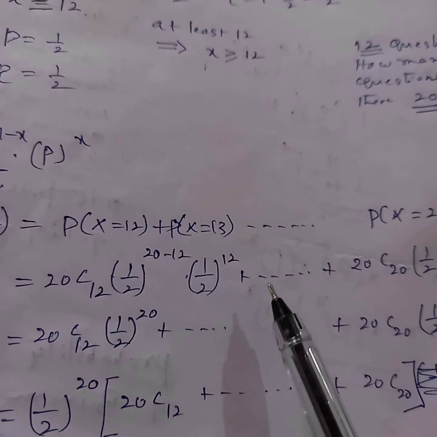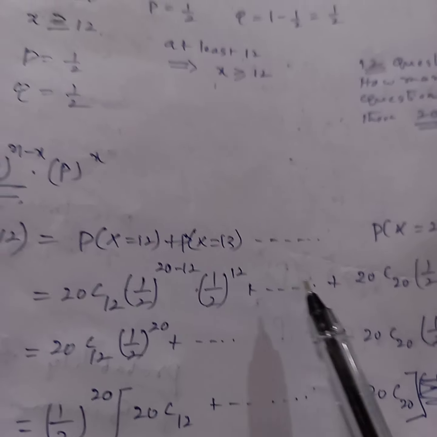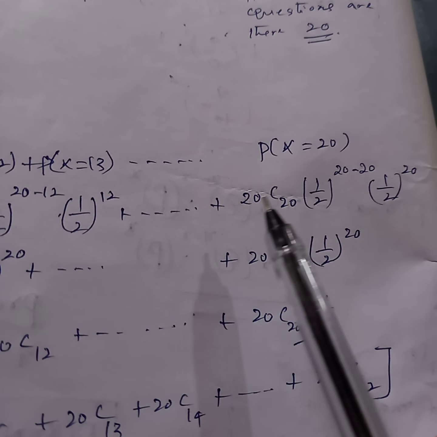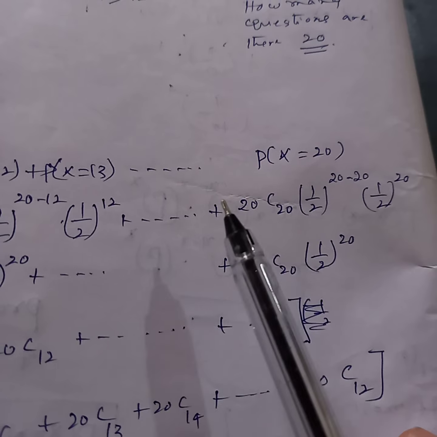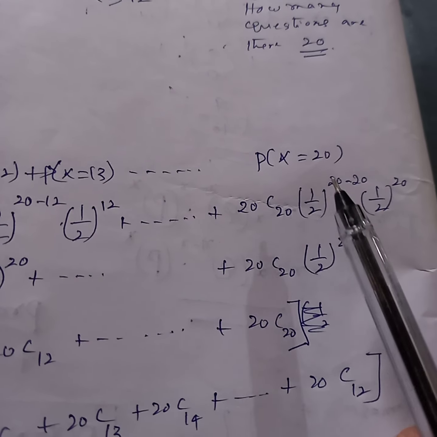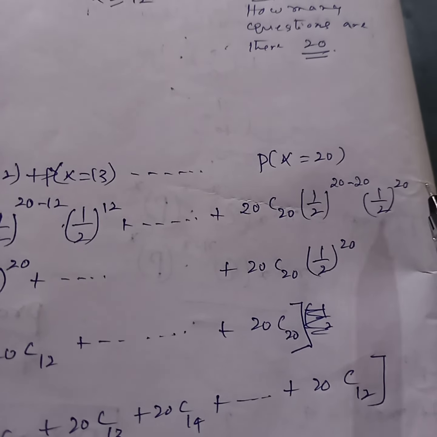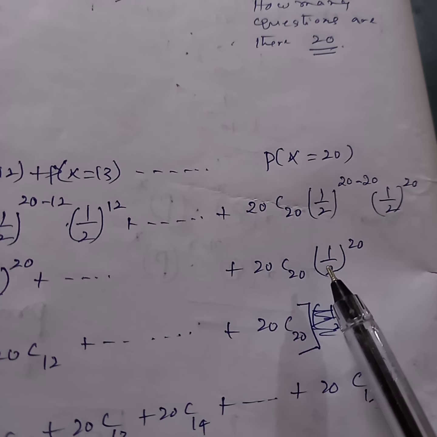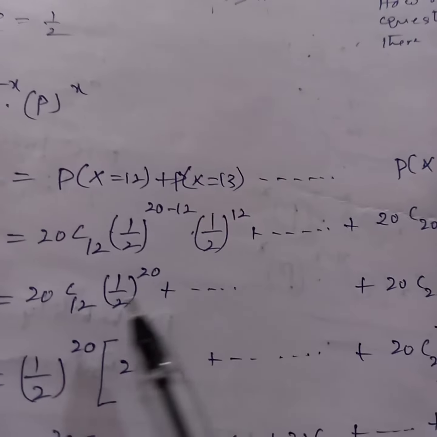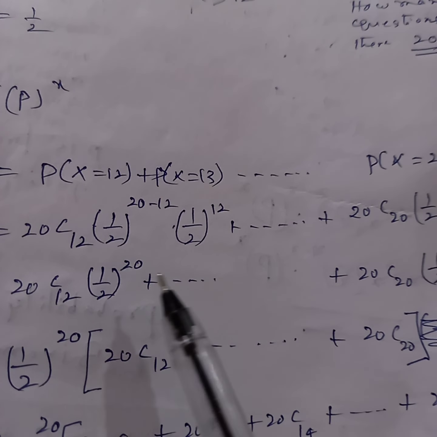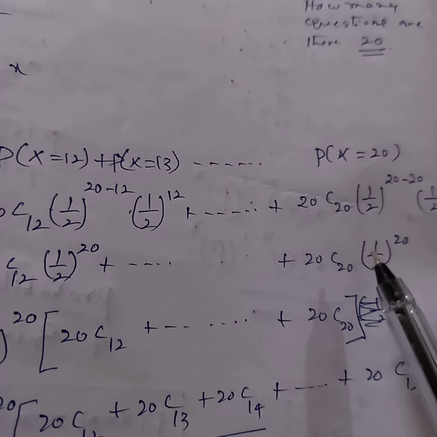Similarly, we get here 20C13, 20C14. We have moved up to 20C20. When 20C20, half to the power of 20 minus 20 and half to the power of 20. So minus 20 plus 20 cancel out. We will have half to the power of 20. So 20C12 half to the power of 20, 20C20 half to the power of 20.